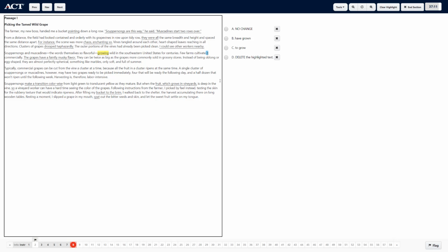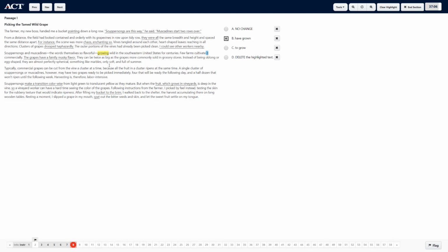Right. So we need to find the correct tense here, and it's have grown. It's not growing. Because for us to use are growing, we need the auxiliary verb to be are growing, and we do not have any verb here. It's nowhere to be seen. To grow is infinitive. It's not correct as well. You can tell just by the fact.